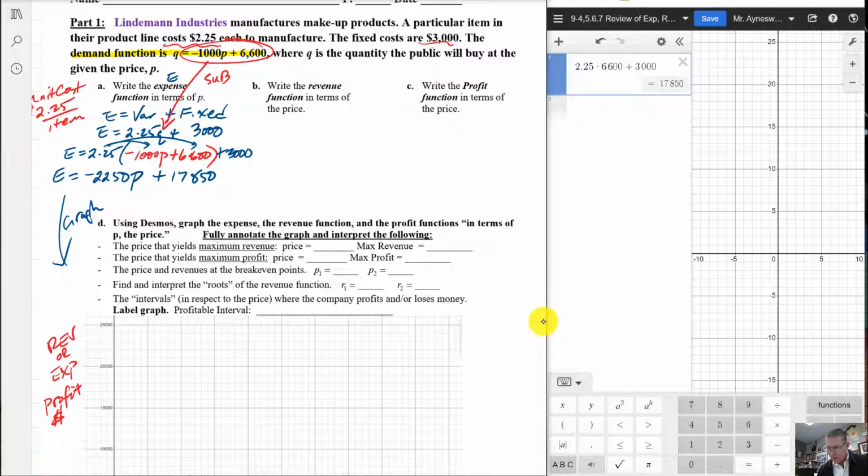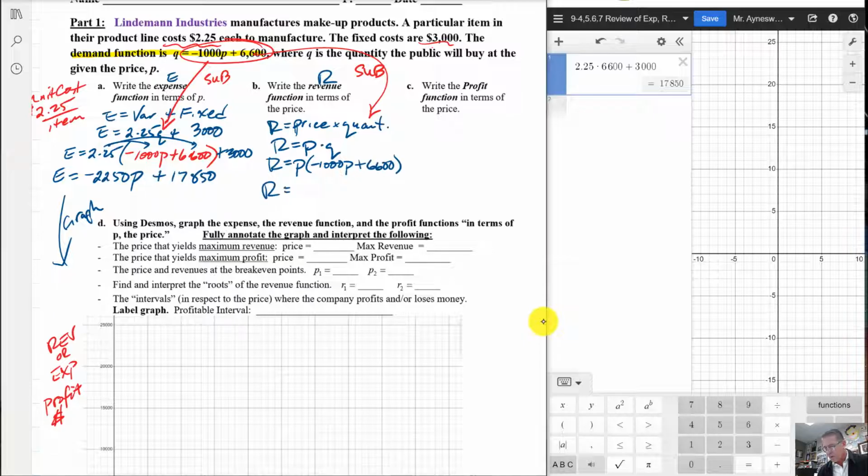Okay, now let's get the revenue function. The revenue function in general, capital R for revenue, is price times quantity. So R is equal to P times Q. Now we know what Q is. It's our demand function. So I need to substitute that in again. We're going to make two substitutions. So the revenue is equal to P times negative 1,000 P plus 6,600.